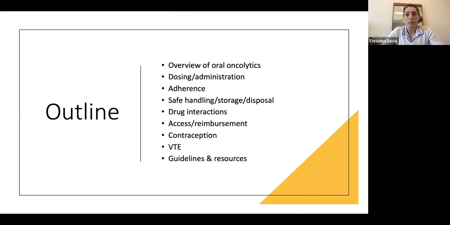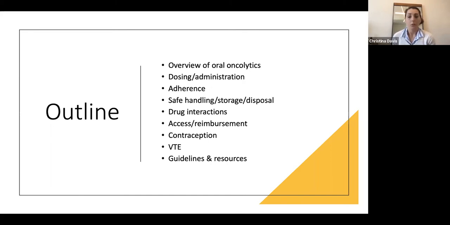Start off just by going over some overview of oral oncolytics, the types of oral oncolytics that are out there, what you guys are probably seeing out in practice. Going over some dosing and administration sorts of things, as well as adherence. Adherence is a huge thing that has really become, specifically in oncology, very, very important in managing these patients. And as you guys all know, nurses are really the front lines of who's interacting with patients on a regular basis. So everyone really comes into play for this as well.